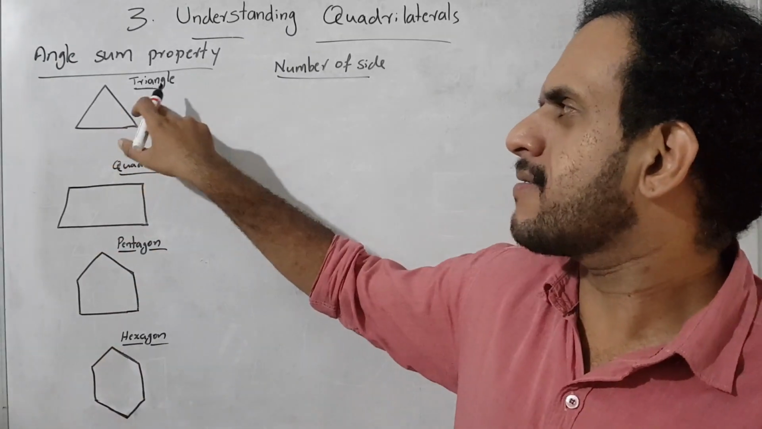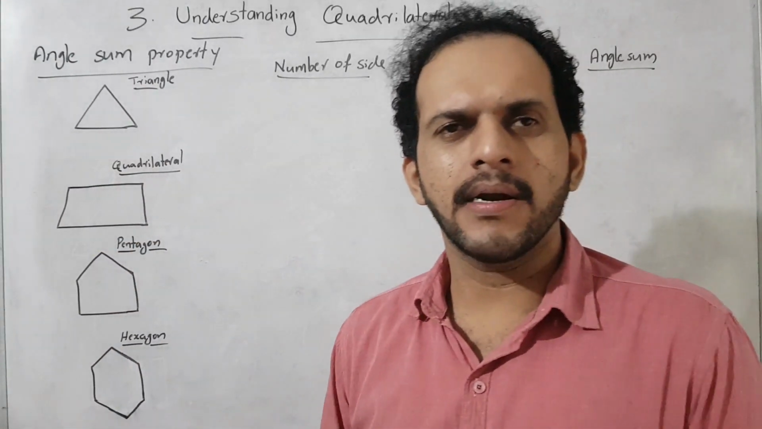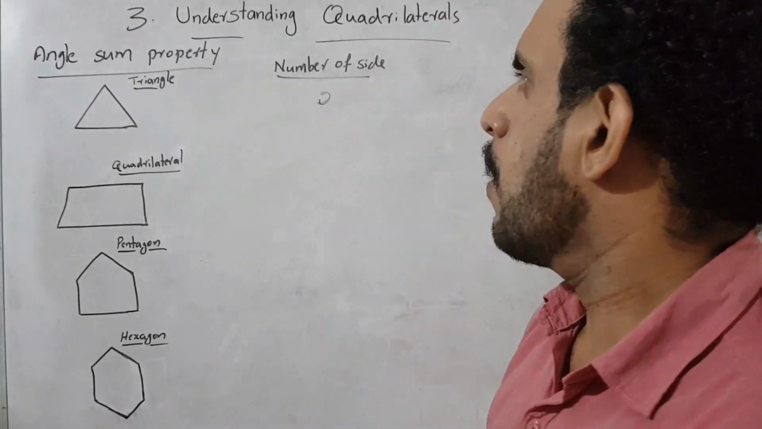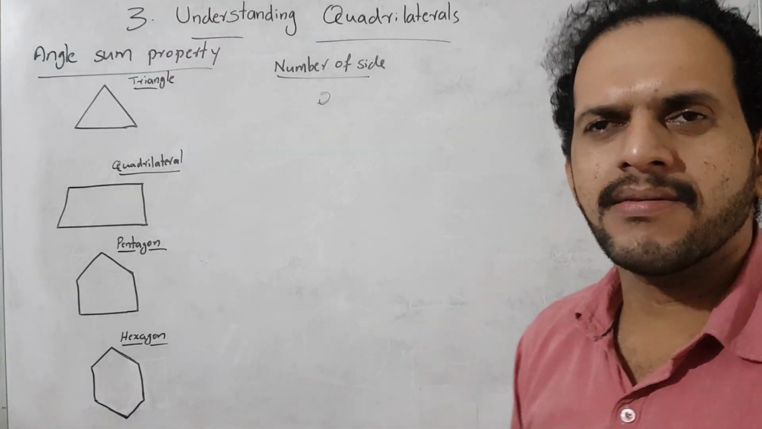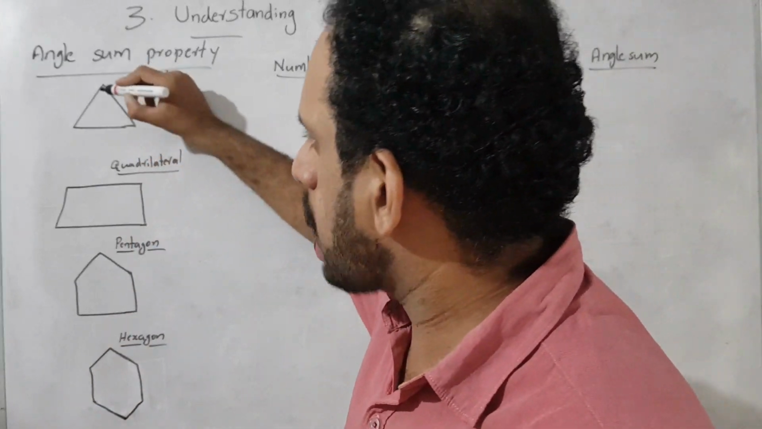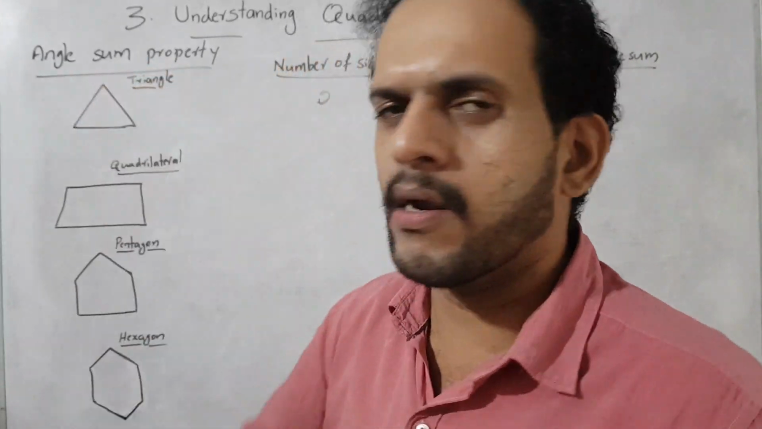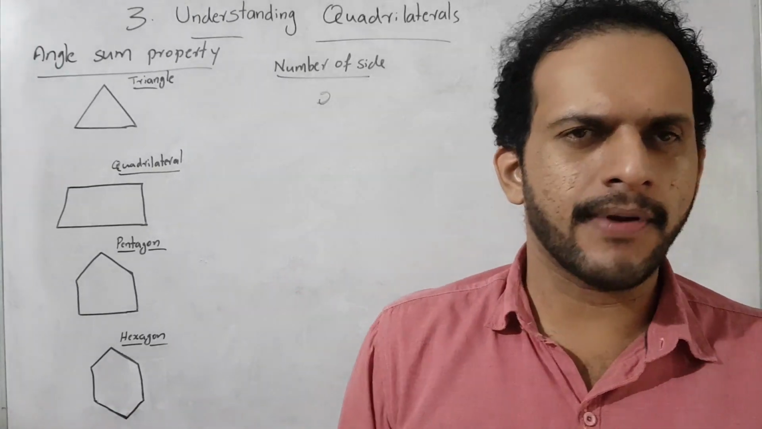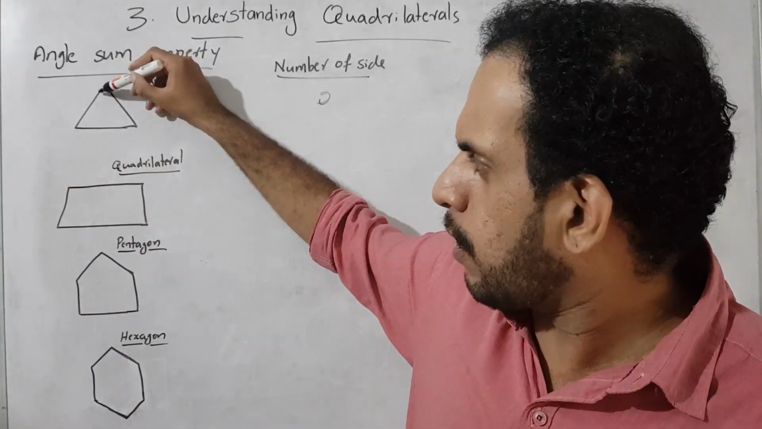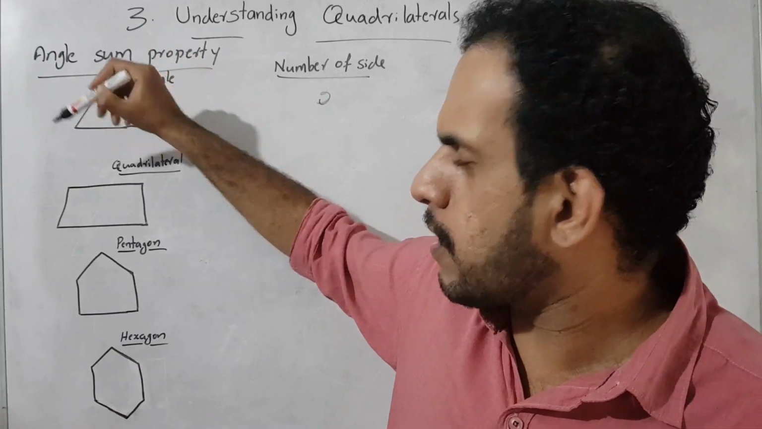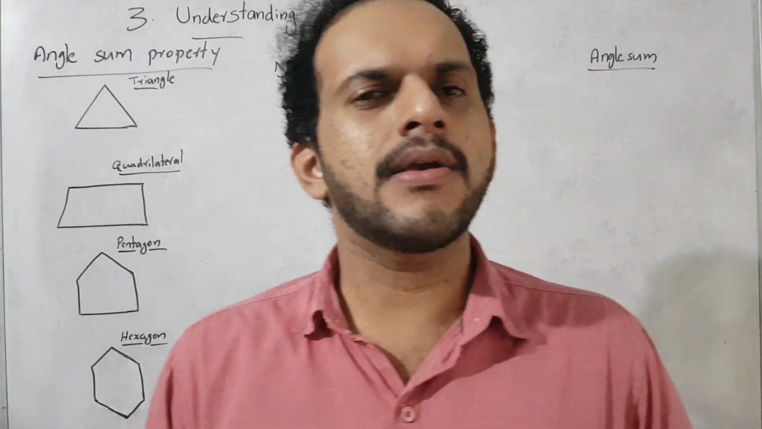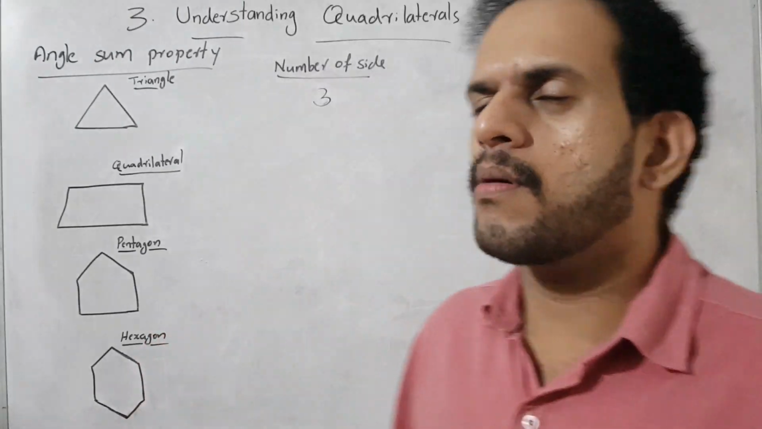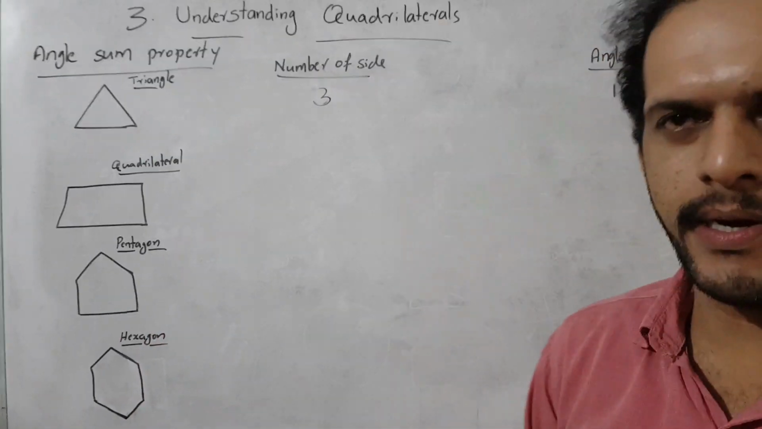A triangle means what is the number of sides? The number of sides is equal to 3. What is the angle sum of this triangle? What is the sum of all the angles of the triangle? We learned it already. What is the total of the 3 angles of this triangle? The 3 angles of this triangle are equal to 180 degrees. The angle sum of a triangle is equal to 180 degrees.